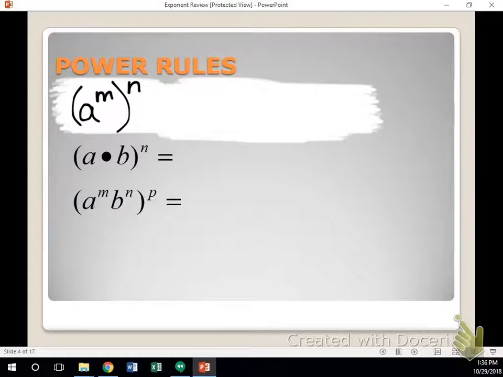So we are taking, we call it a power to a power, or raising an exponent to another exponent. Does anyone remember what we do with those? We multiply them. So that would be the same as the same base, a, raised to the m times n power.